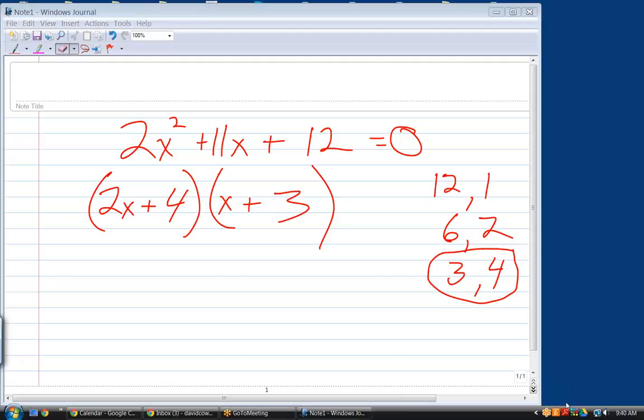Okay. So what we just discovered is that if we put the 4 here and the 3 there, it doesn't produce the proper middle term. So the next step is to switch them. Let's put the 3 there and the 4 there. What middle term does that produce?